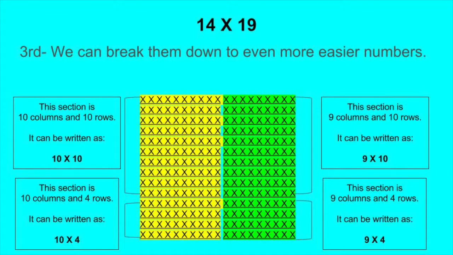We can break them down into even easier numbers. The top section is 10 columns and 10 rows, and it can be written as 10 times 10. The bottom yellow section is 10 columns and 4 rows, and it can be written as 10 times 4. The top green section has been broken down into 9 columns and 10 rows, which can be written as 9 times 10. The section on the bottom is 9 columns and 4 rows, which can be written as 9 times 4.